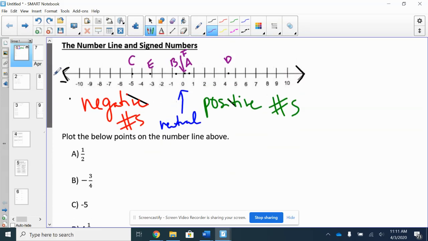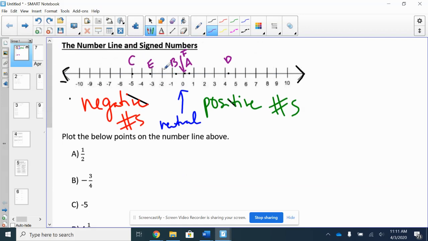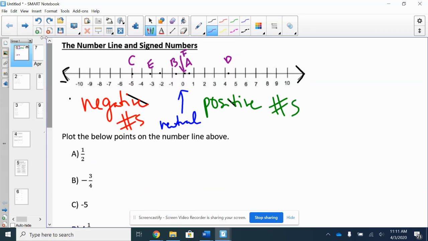Next, I have -2.2. So just a little bit of review with decimals here. Another way to read -2.2 is -2 2/10, because this 2 is in the tenths spot. So we have -2 2/10, which is really the same as -2 1/5 if we were to reduce that. So -2 1/5. I'm going -2 over. If I split this into 5 equal pieces, it's just 1 over. So it's just on the other side of the -2, and that's point G.